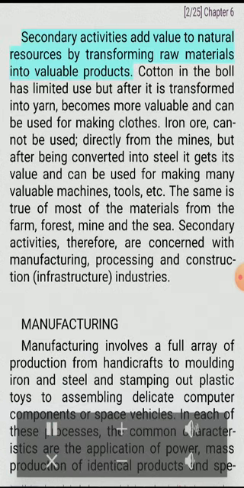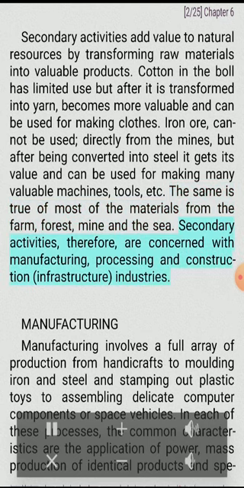Secondary activities add value to natural resources by transforming raw materials into valuable products. Cotton in the boll has limited use, but after it is transformed into yarn, it becomes more valuable and can be used for making clothes. Iron ore cannot be used directly from the mines, but after being converted into steel it gets its value and can be used for making many valuable machines, tools, etc. The same is true of most of the materials from the farm, forest, mine, and the sea.